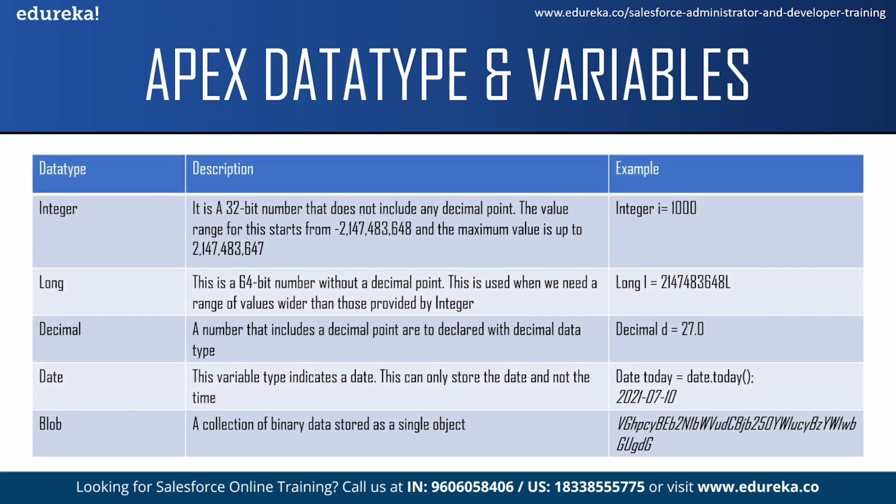First in primitive data types is the integer data type. This integer data type is a 32-bit number that does not include any decimal point. The value ranges from a minimum of minus 2,147,483,648 and the maximum value is up to 2,147,483,647.